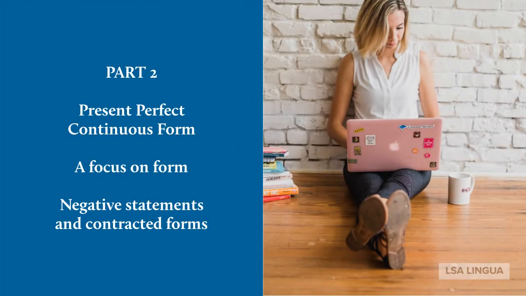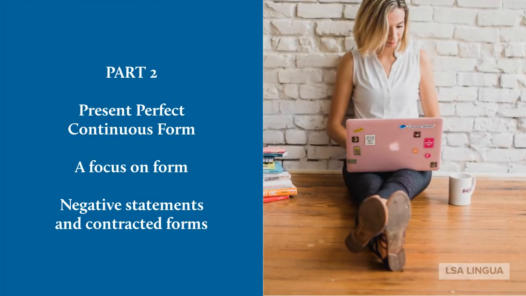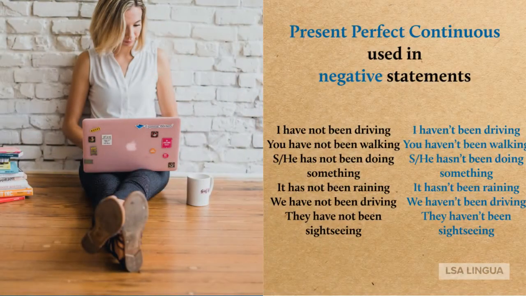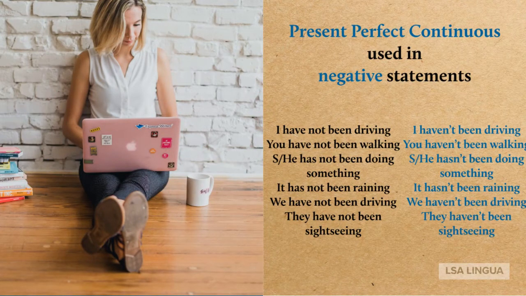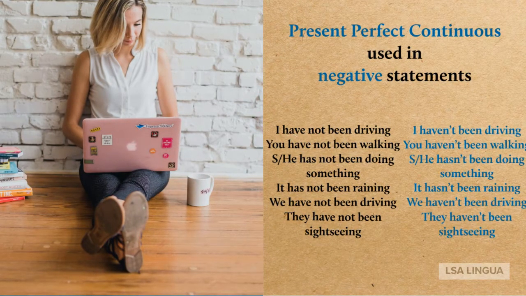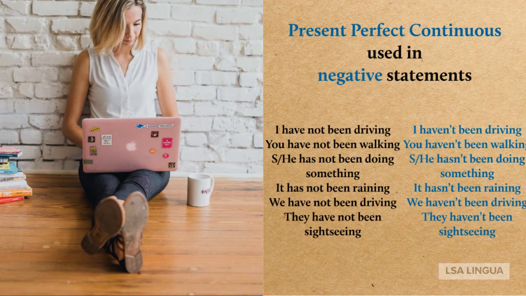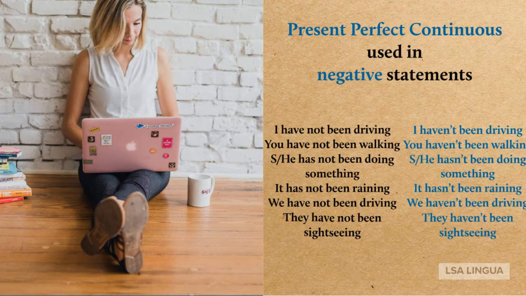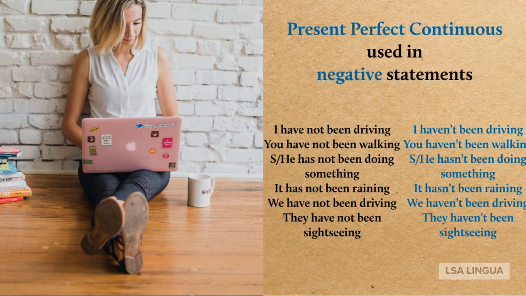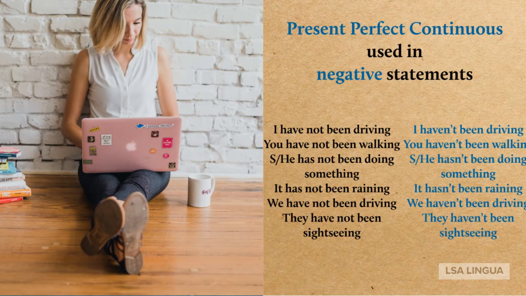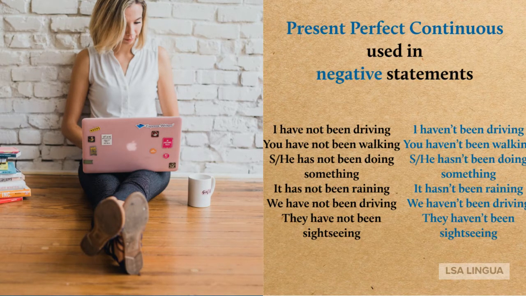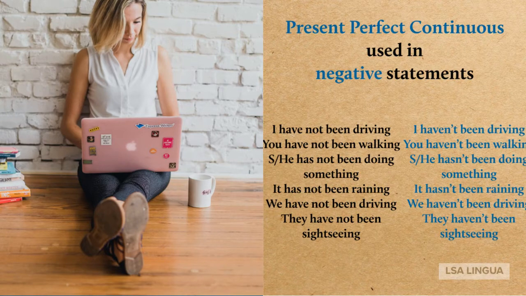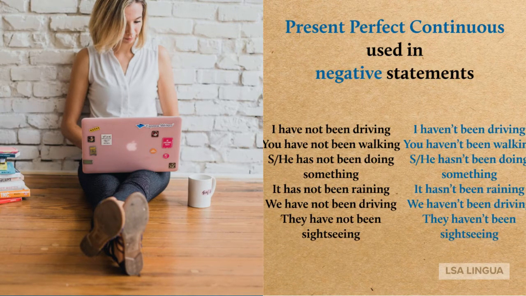Part 2. The present perfect continuous form in negative statements and contracted forms. I have not been driving. I haven't been driving. You have not been walking. You haven't been walking. She has not been doing something. She hasn't been doing something. It has not been raining. It hasn't been raining. We have not been driving. We haven't been driving. They have not been sightseeing. They haven't been sightseeing.